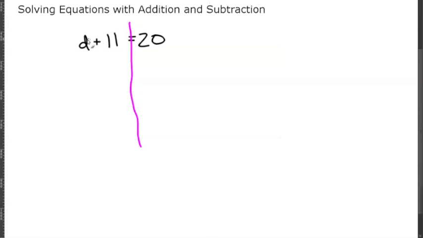So we want d all by itself because we're trying to figure out what that's equal to. So let's take away this 11. If we take away the 11 from the left side of the equation, we also have to take it away from the right side of the equation. So we're left with d plus 11 minus 11, which is 0, is equal to 20 minus 11, which is just 9. And we know that d plus 0 is equal to d, and 9 is just itself, so d equals 9 in this equation.